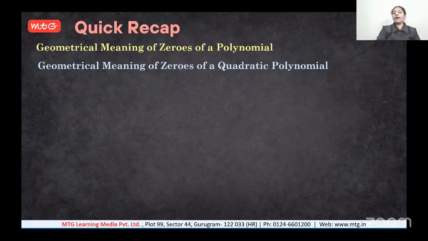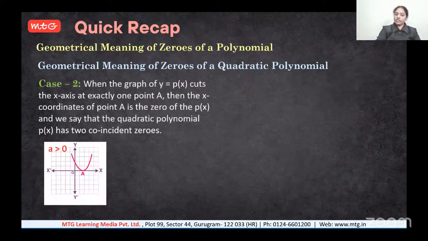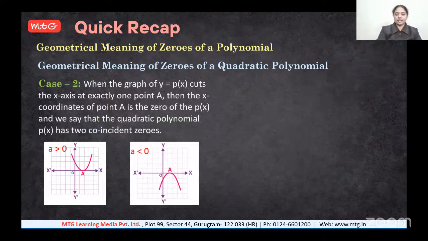Now, there will be some situations where you'll get only 1 zero. If your parabola is cutting the x-axis at only one point, or touching it, you can say it is touching the x-axis at one point, or it is coming in contact with the x-axis at one point. Whatever the case, in such a case you will get only 1 zero. Now, you may ask me, ma'am, since it is a quadratic polynomial, it should have 2 zeros. Why is it having only 1 zero? If such a case arises, the 2 zeros will be the same.